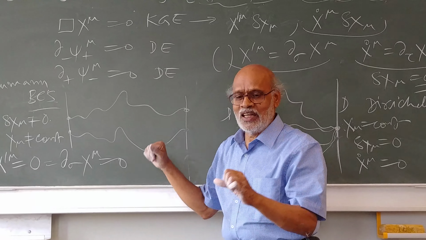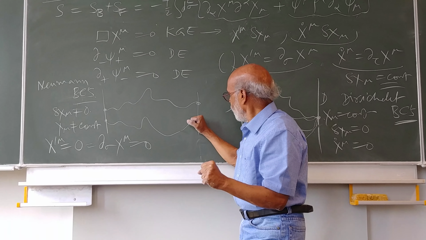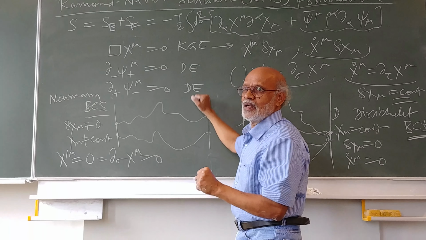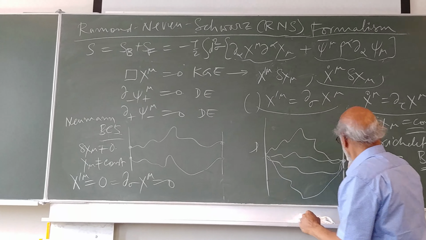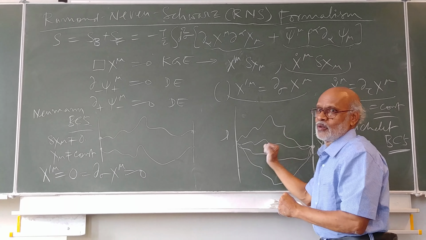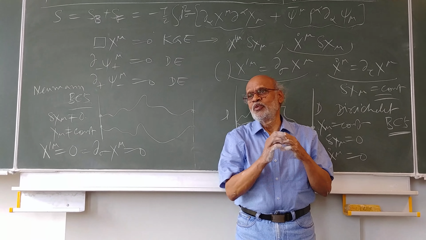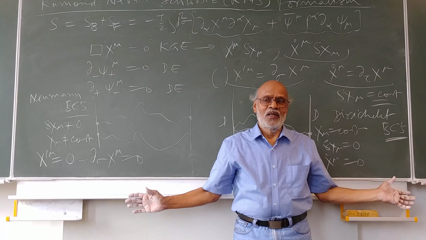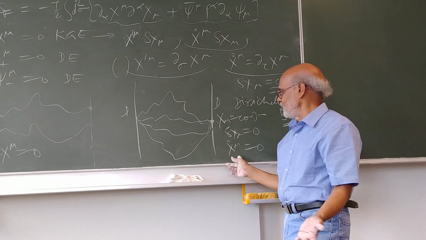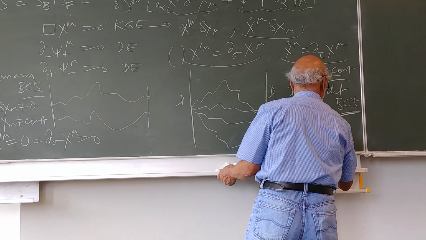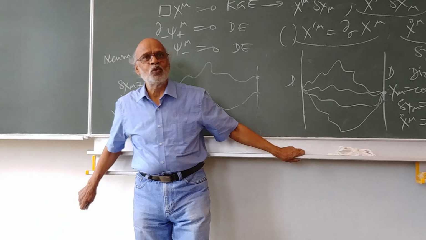If I'm holding the end of the string, or not. Here I'm not holding, so the end can also move around. It can go up or down, or it can move around in space. Here, the end is not allowed to move around. It has to remain fixed at the same point. So x mu does not change. And if it does not change, its delta of x mu, or time derivative, is 0.